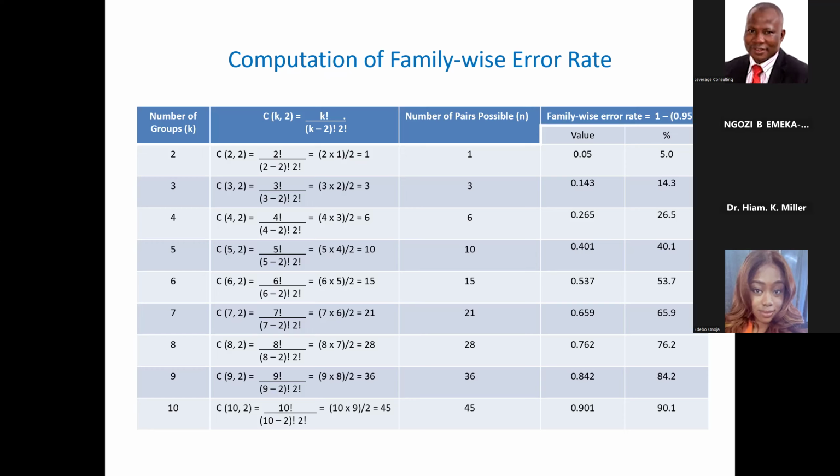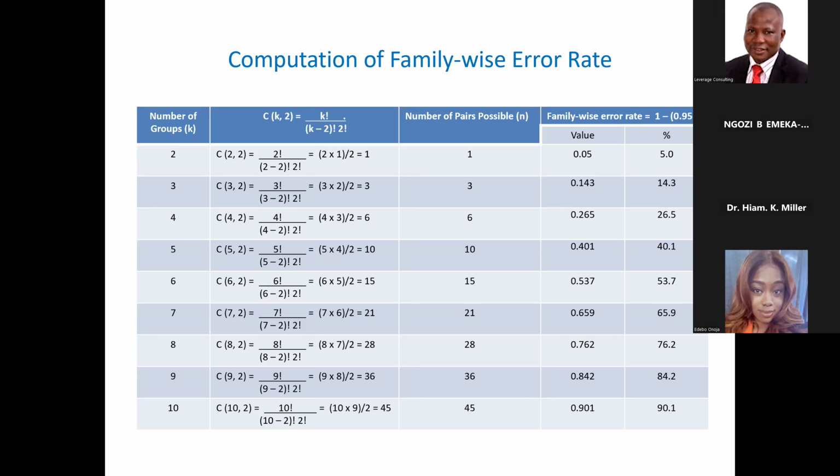It's 3 ways: 3 factorial over (3 minus 2) factorial times 2 factorial. When you solve it, it will give you 3. If there are 4, look at it, it's very simple. If you are A and B, there are 2, the A and B group. That's only one way, A and B. If it's 3, A and B and C, it's 3 ways: A and B, A and C, B and C.